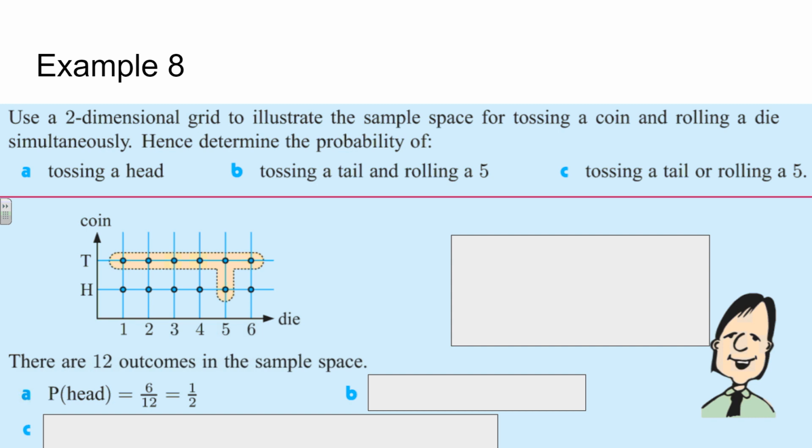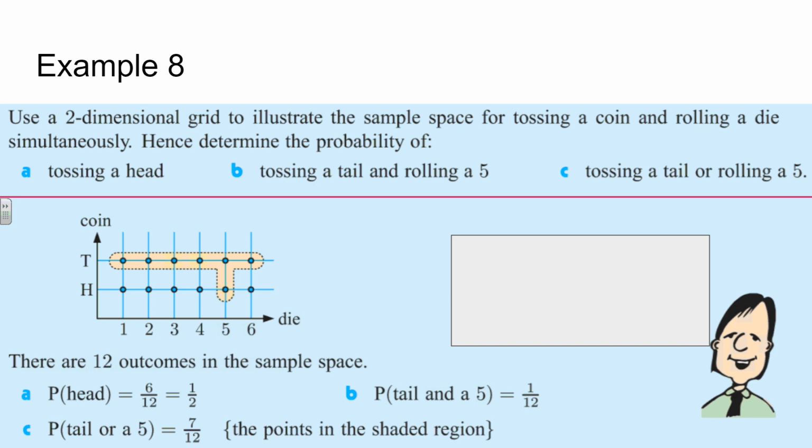B says tossing a tail and rolling a 5. Okay, so it has to be a tail and it has to be a 5. There's only 1 dot on the 2-dimensional grid that satisfies that. Therefore, B is just 1/12. But when I look at C, tossing a tail or rolling a 5, well, there are 6 instances of tails. There are 2 instances of looking for a 5, but one of those is a tail and a 5. So there's actually only a total of 7 outcomes that are tails or rolling a 5. That's why C is 7 out of 12.